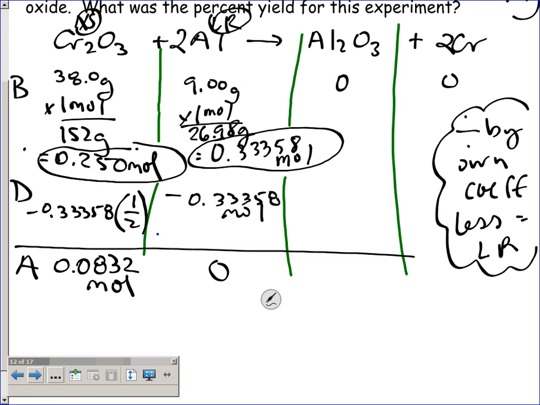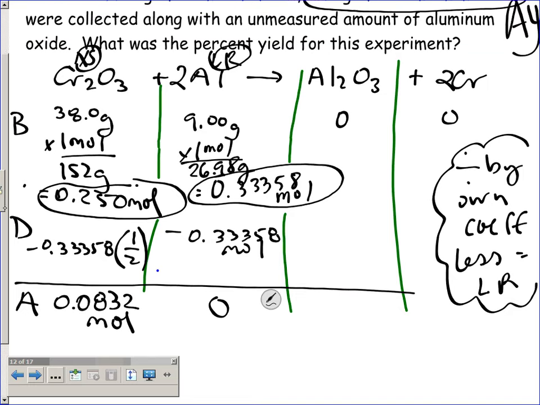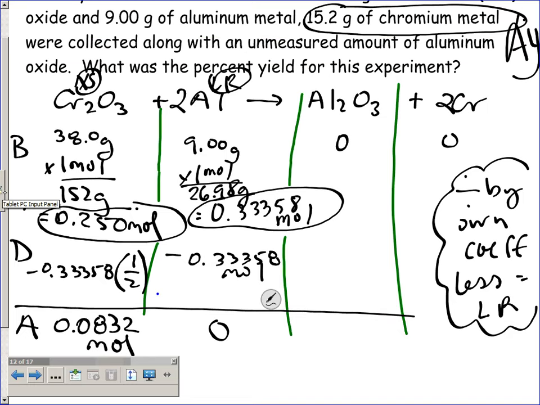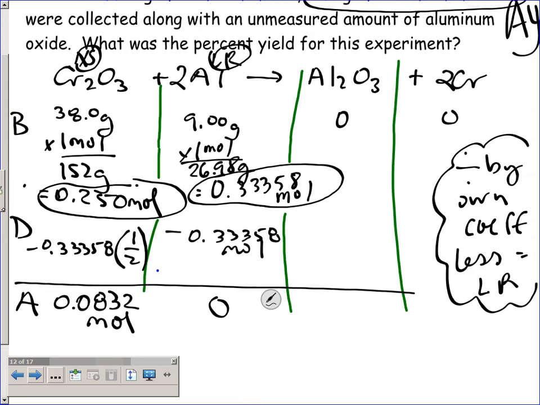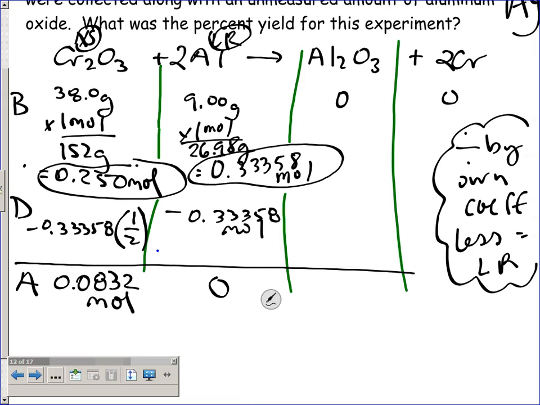And you'll notice at the end of this, we didn't have to go this far, but I'm filling out the entire table just for this example. So, what is my question about? Is it about aluminum oxide or chromium? What was the yield that it gave us for chromium, right? It gave it to us for chromium. So truly, I don't need to fill out this entire column.